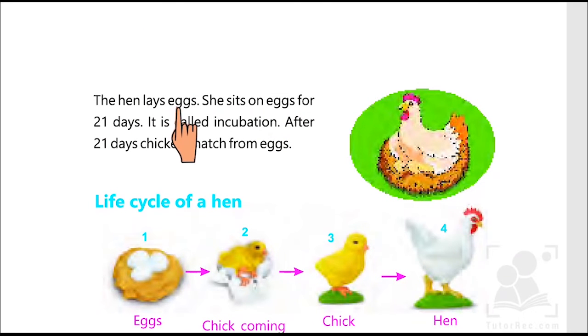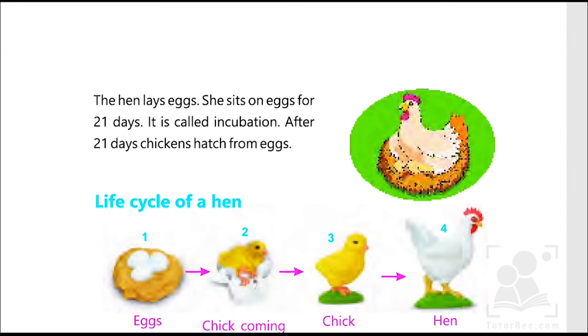The hen lays eggs. She sits on eggs for 21 days. It is called incubation. After 21 days, chickens hatch from eggs. So basically, not in every living being is the process of life cycle the same. It is somewhat changed. As you can read, in the case of a hen who lays eggs, she sits on her eggs for 21 days, and this process is called incubation.